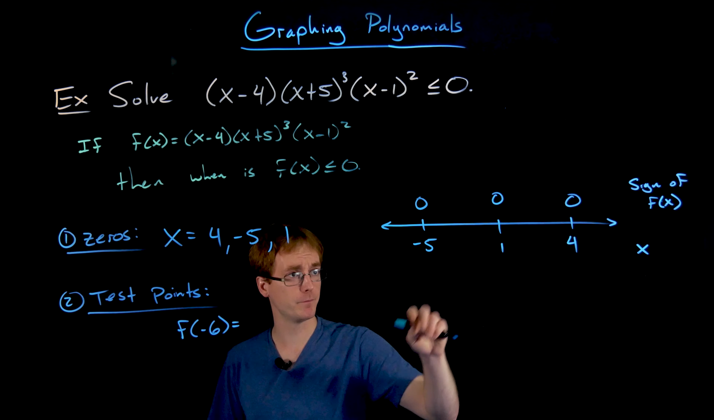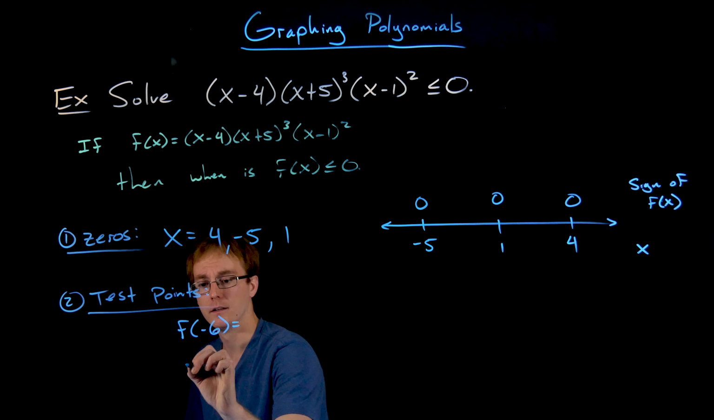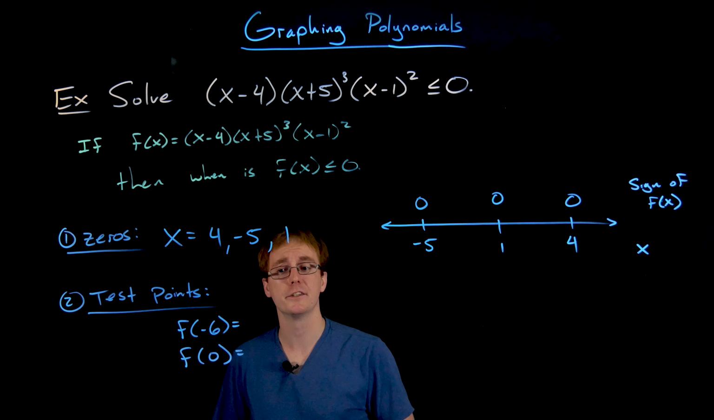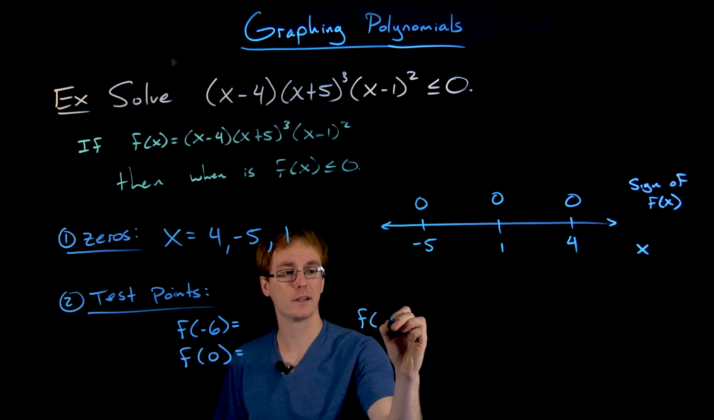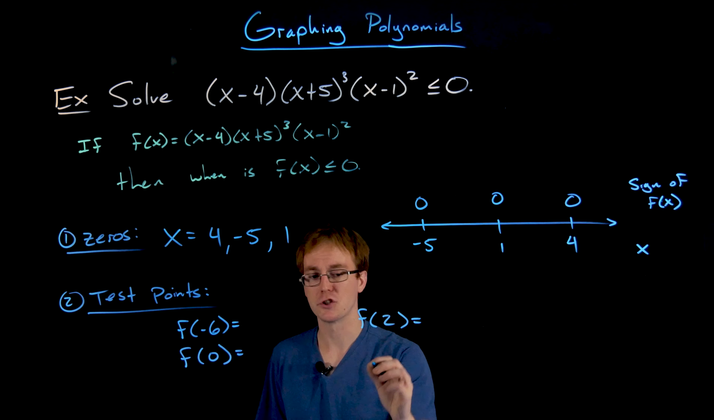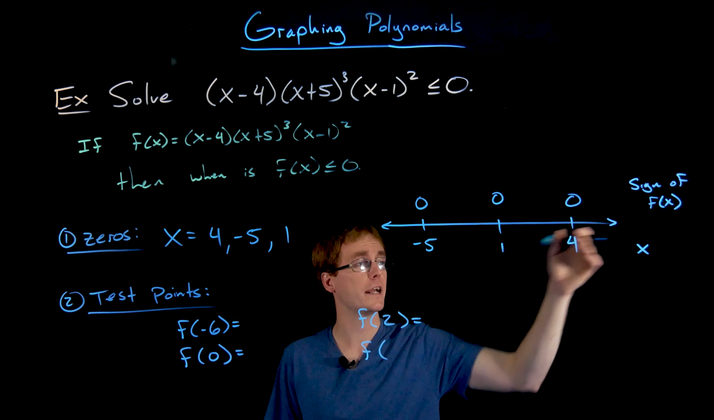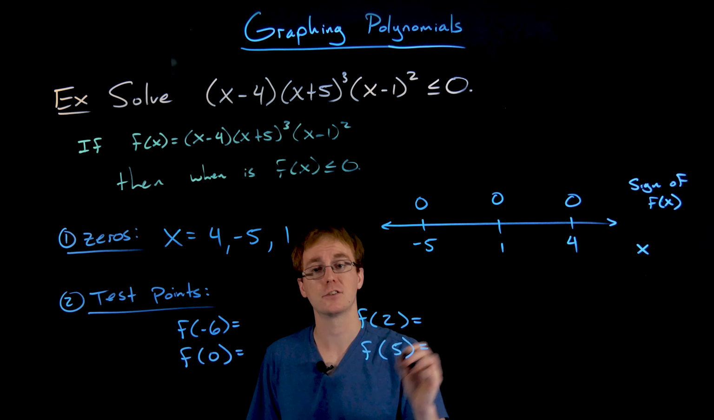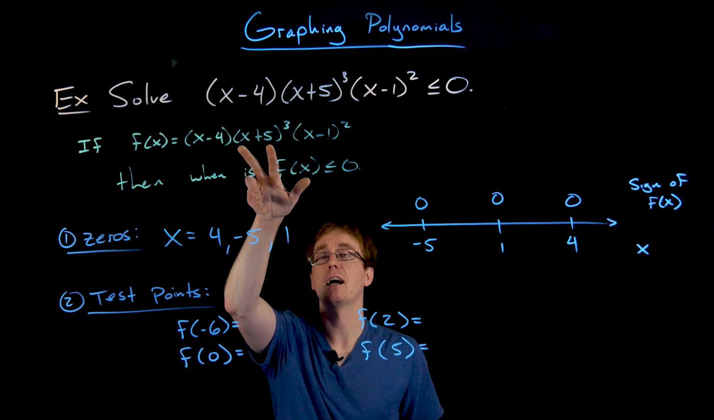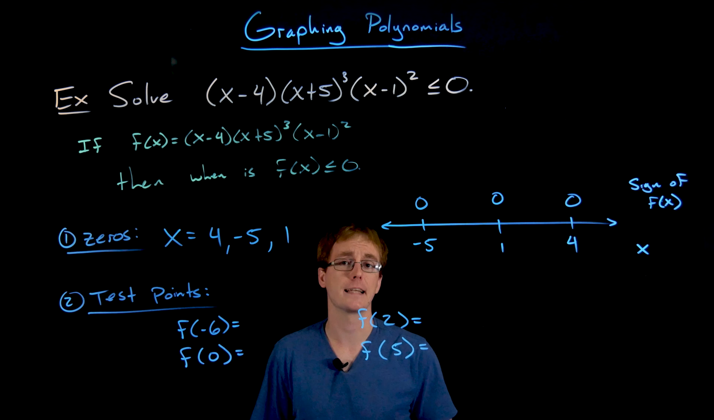Next, we'll need a test point for these values between our next two zeros, between negative 5 and 1. Well, x equals 0 is between negative 5 and 1. I always try to use x equals 0 as one of my test points if I can. Our next interval is between 1 and 4. I think 2 or 3 would be excellent choices for that interval. For our last interval to the right of 4, let's go ahead and use x equals 5. So now we have to evaluate our quantity, x minus 4 times x plus 5 cubed times x minus 1 squared at these 4 distinct x values.